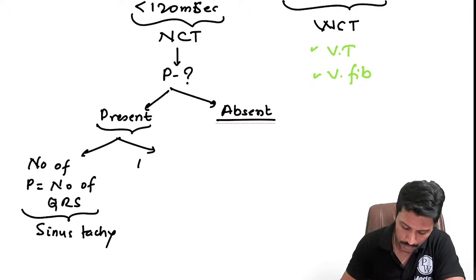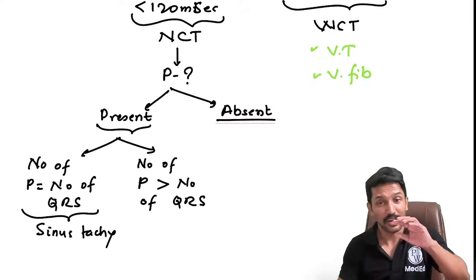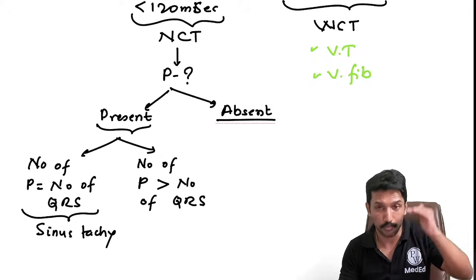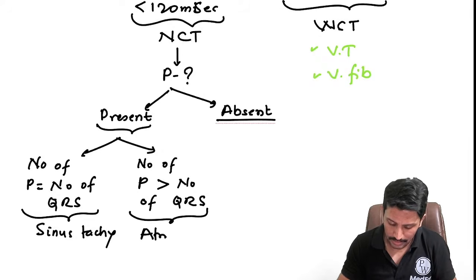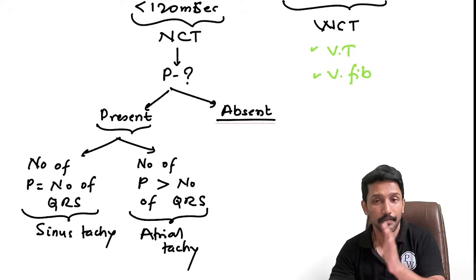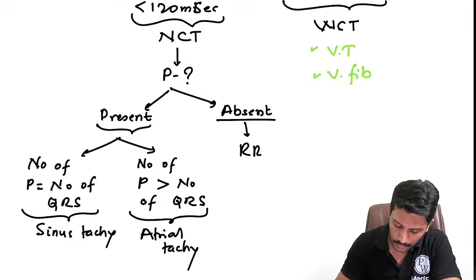But if the number of P waves is more than the number of QRS, what does that mean? It means your atrial rate is higher than the ventricular rate. That's why your number of P waves is more. So in that case, I will call it atrial tachycardia. If the P is absent, we will see the RR interval.